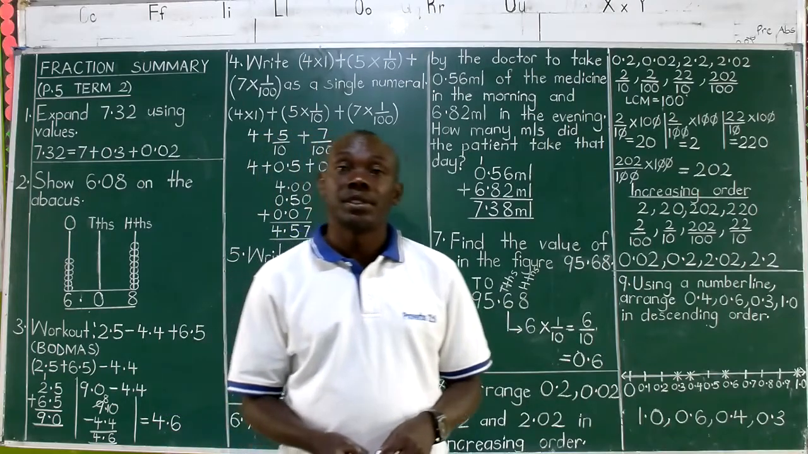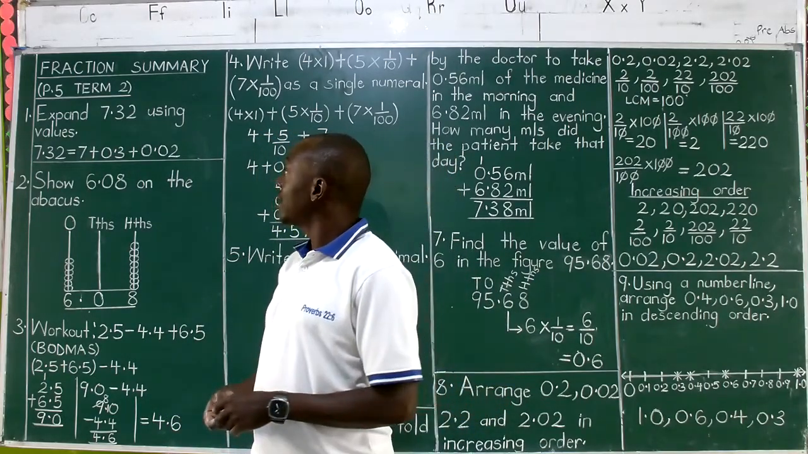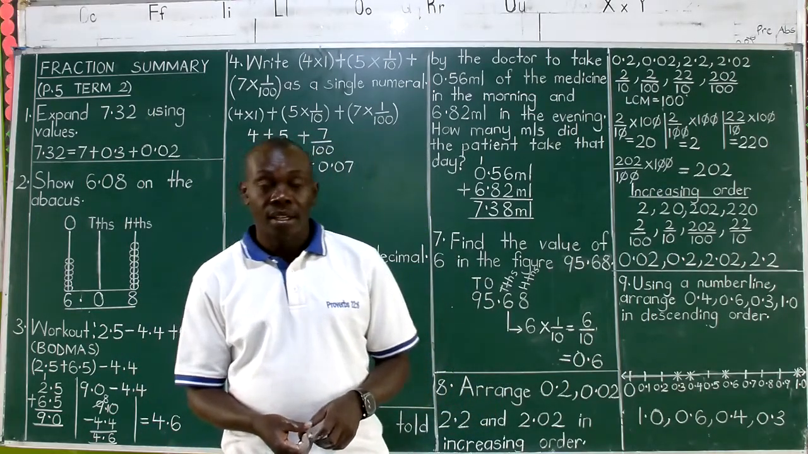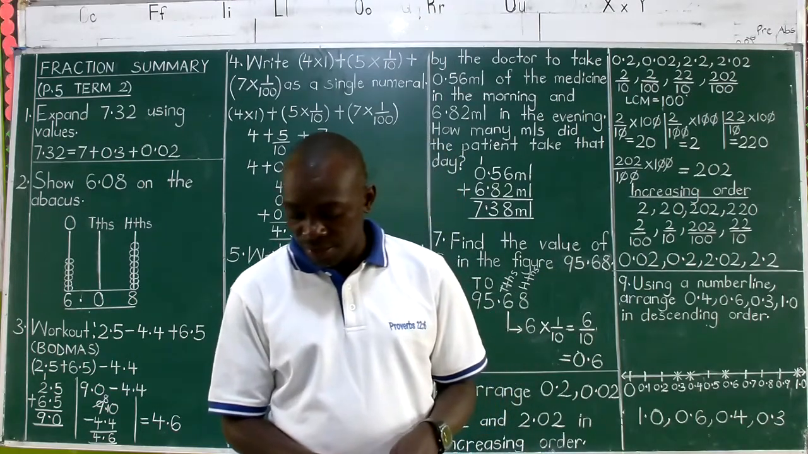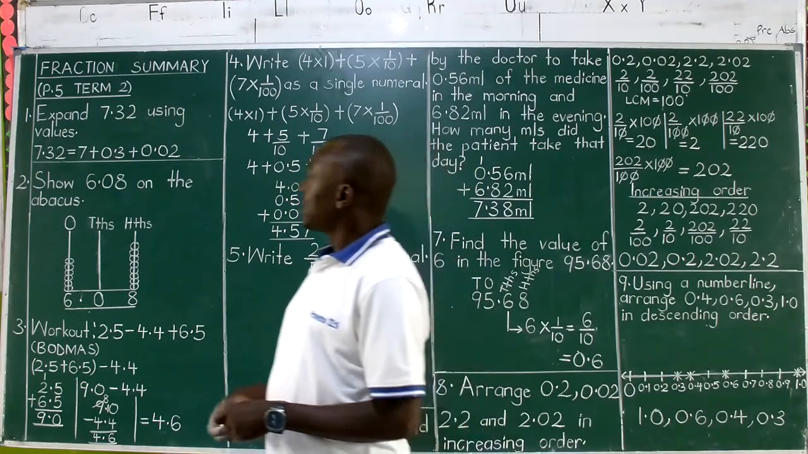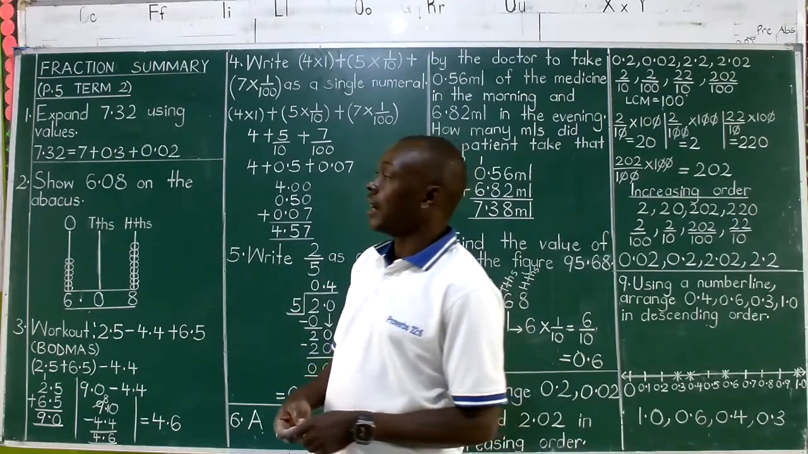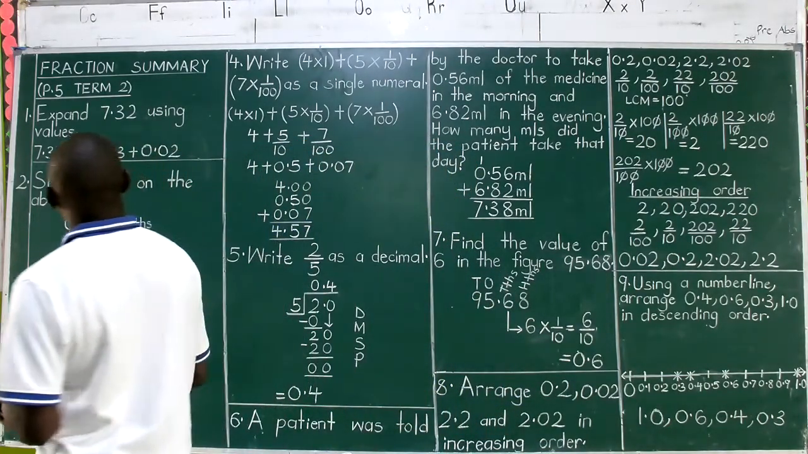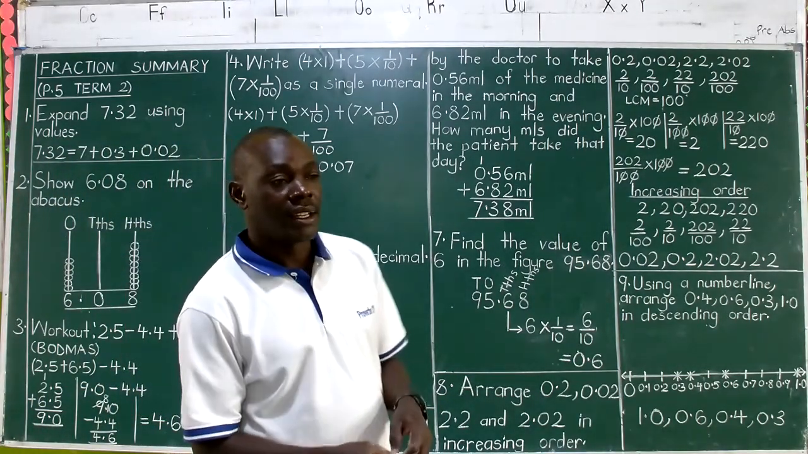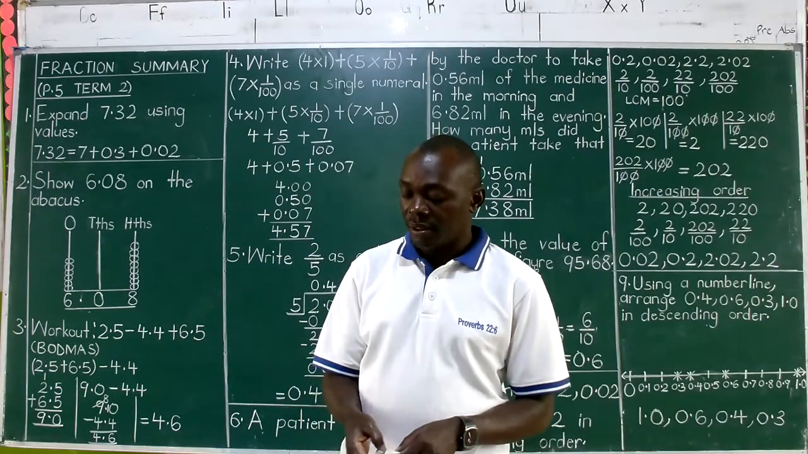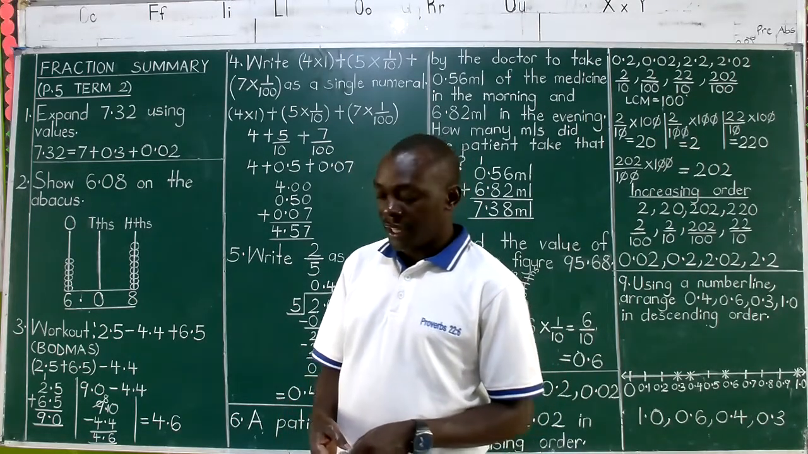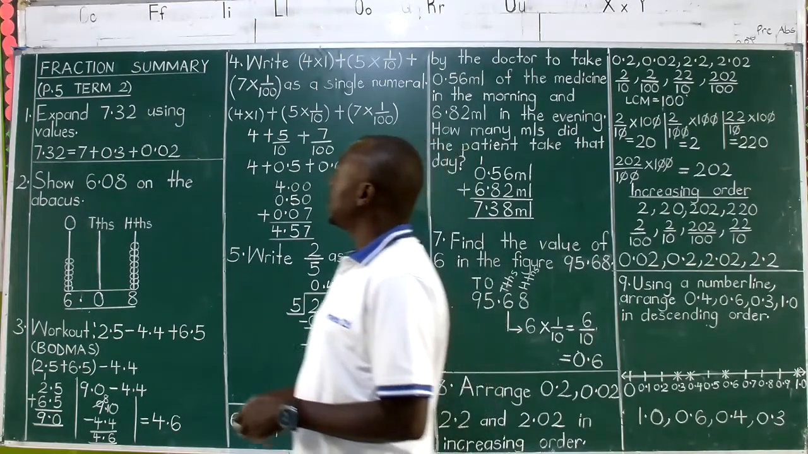Primary 5. Today I've come with a summary of fractions, named fraction summary, and we shall find that on page 48 all the way to 50 of our workbook, term 2. So we did the fractions in our notes. Now we are summarizing the very fractions. Ensure you follow, and then you answer those of that summary on page 48 all the way to 50 of our workbook.